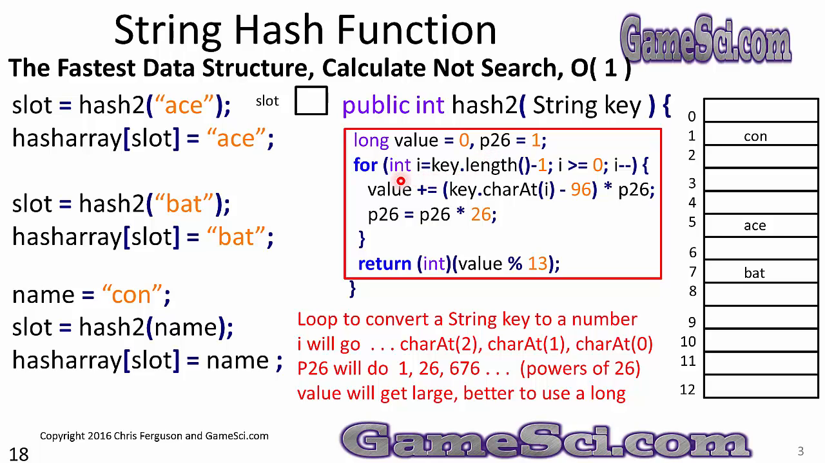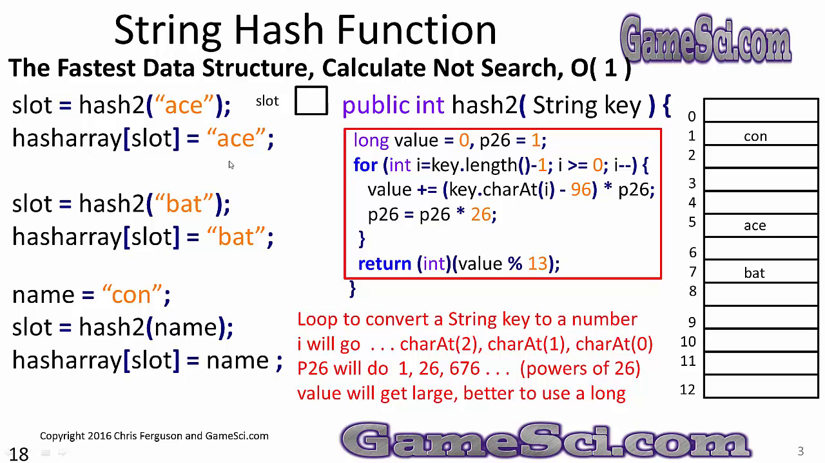Now notice how this loop goes backwards. int i equals key.length minus 1, i greater than or equal to 0, i minus minus. What we're going to do is grab charAt 2, then charAt 1, charAt 0.